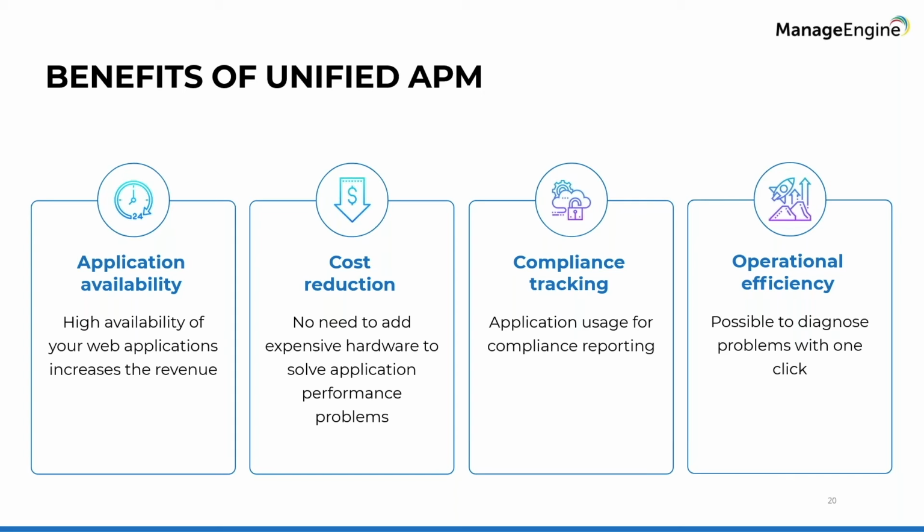You can now track the transactions being used by your users, and you can also use APM Insight for compliance reporting on your overall application performance. And for operational efficiency, you can also diagnose problems in one click, because there are traces which will help you drill down to find the specific method which is having this issue.